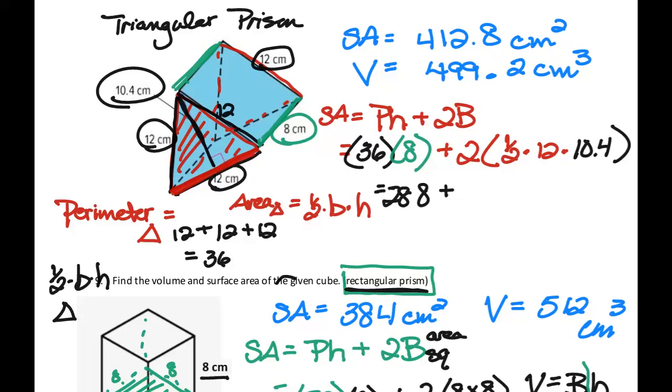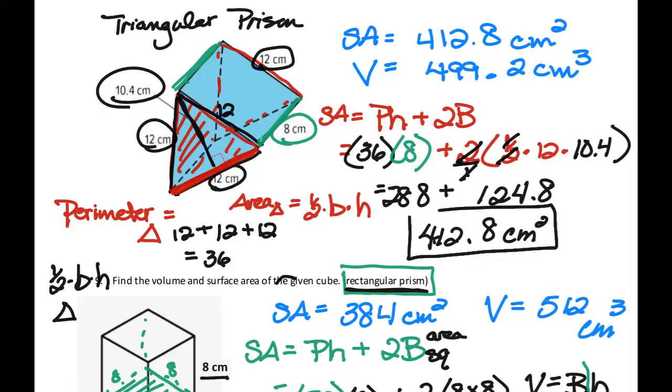Plus, if I take 2 times 1/2, I can simplify this because I know those are going to cancel out. And I can take 12 times 10.4 and get 124.8. Adding those 2 together, yep, 412.8 centimeters squared. That's the work for that one.